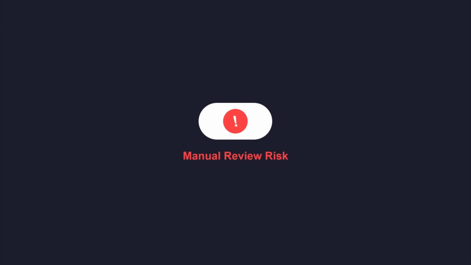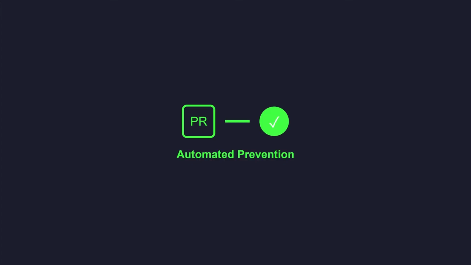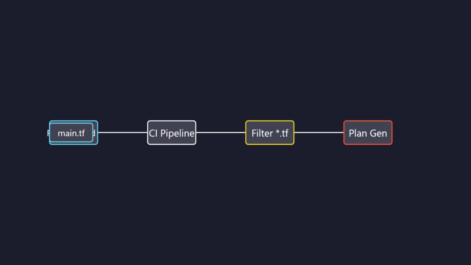Manual infrastructure plan reviews are a primary cause of production outages. Automating these checks directly in pull requests prevents configuration drift and accidental resource deletions before they reach your main branch. The continuous integration pipeline must trigger on every pull request event.